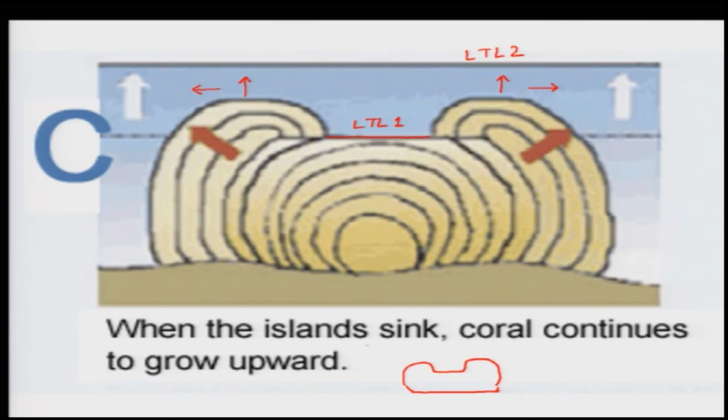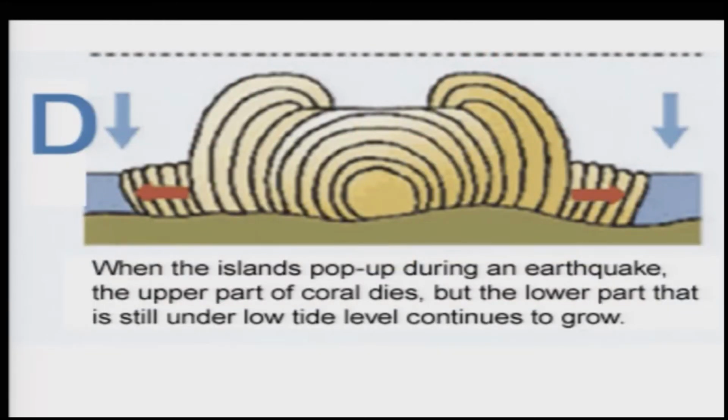So, this is indicative of the sinking, that means your area has subsided. So, when the area has subsided, then the water level was the same, it inundates more, and then the corals will grow upward as well as laterally.